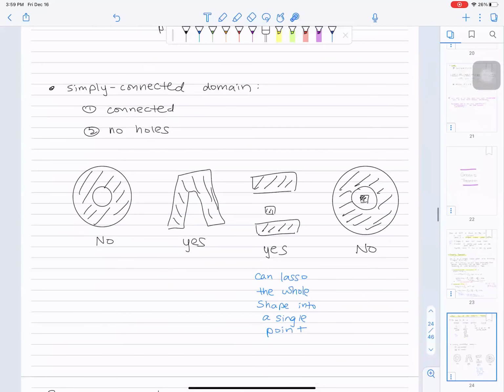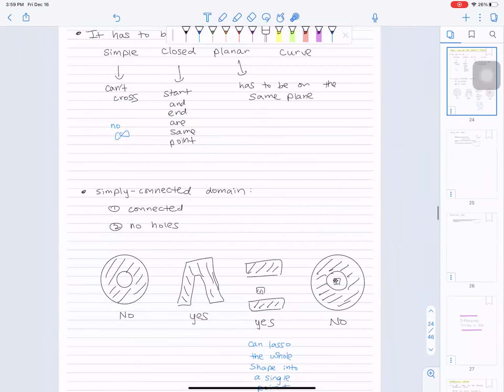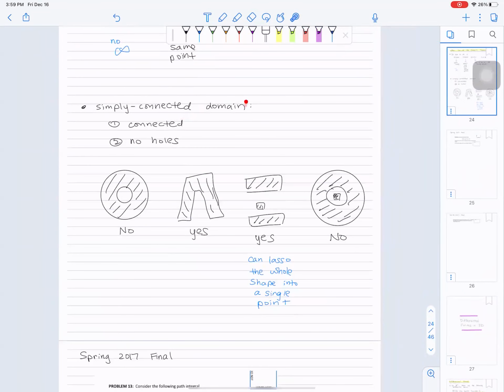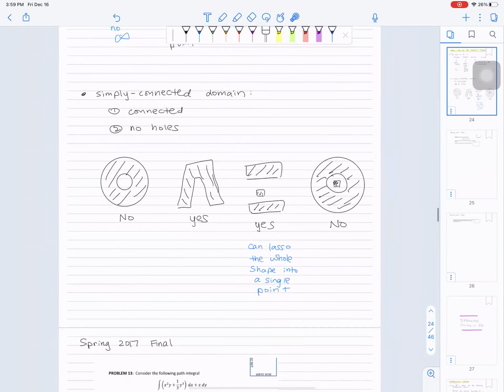Okay. And so here, yeah. When can we use Green's theorem? Simply connected domain, meaning there's no holes anywhere. Holes are bad.